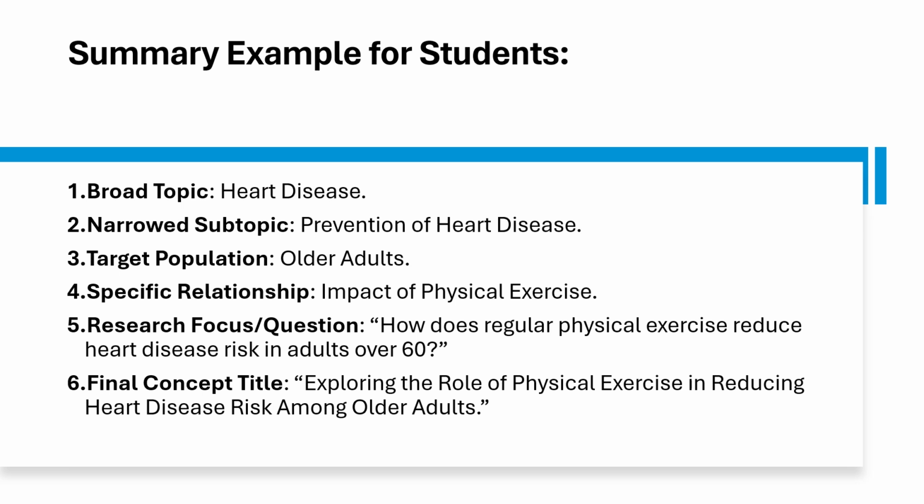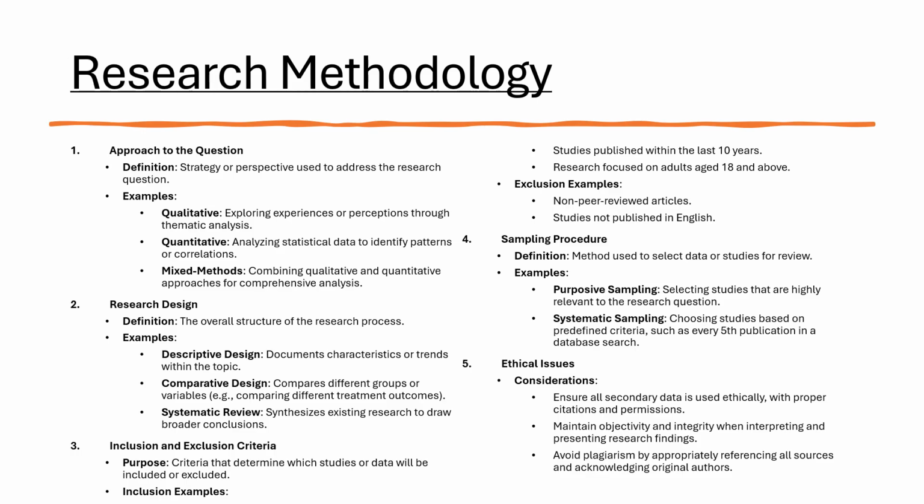Okay, so we need to start with a broad topic and narrow down to the subtopic and targeted population, then a specific relationship, and also a research focus question, and we need to specify the final concept title. Okay, so the research methodology, from what I see, we need to have a research methodology. There are three types of research methodology: qualitative, quantitative, and mixed methods. So the definitions of the research method, we said there are three types, which are quantitative, qualitative, and mixed.